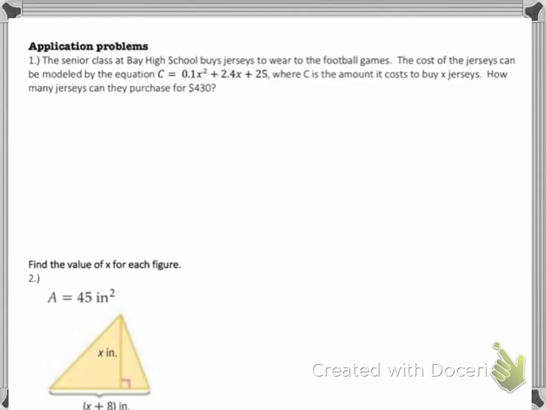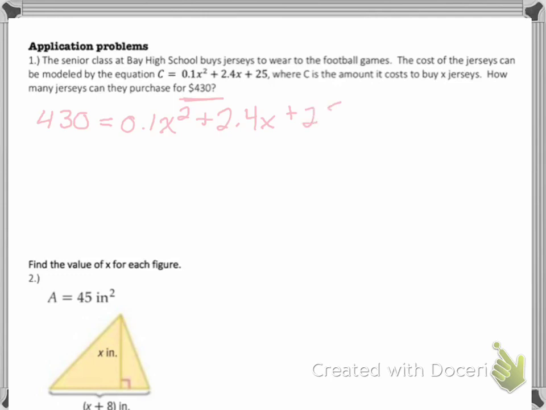So we're going to figure out, how many jerseys can we purchase with $430? So that's going to be our total cost. I'm going to take that equation that they give me, and I'm going to replace the C value with 430, because that's how much it's going to cost me. And then I'll copy down the rest of the problem.